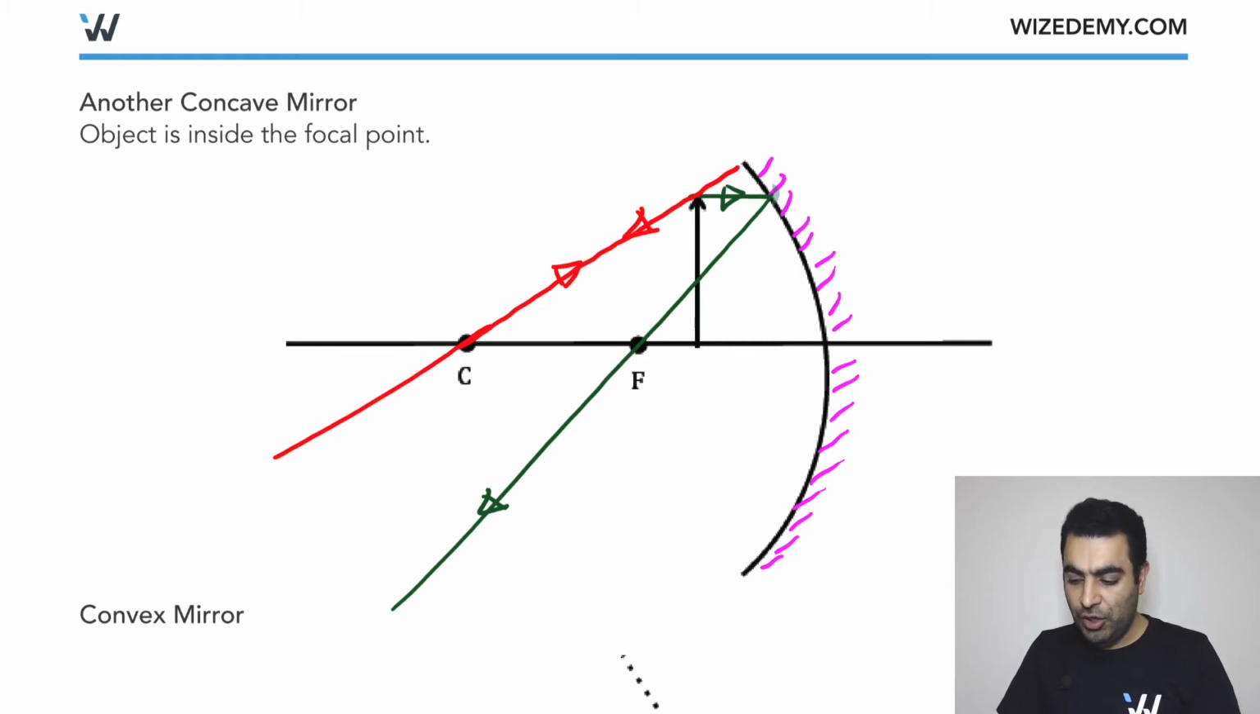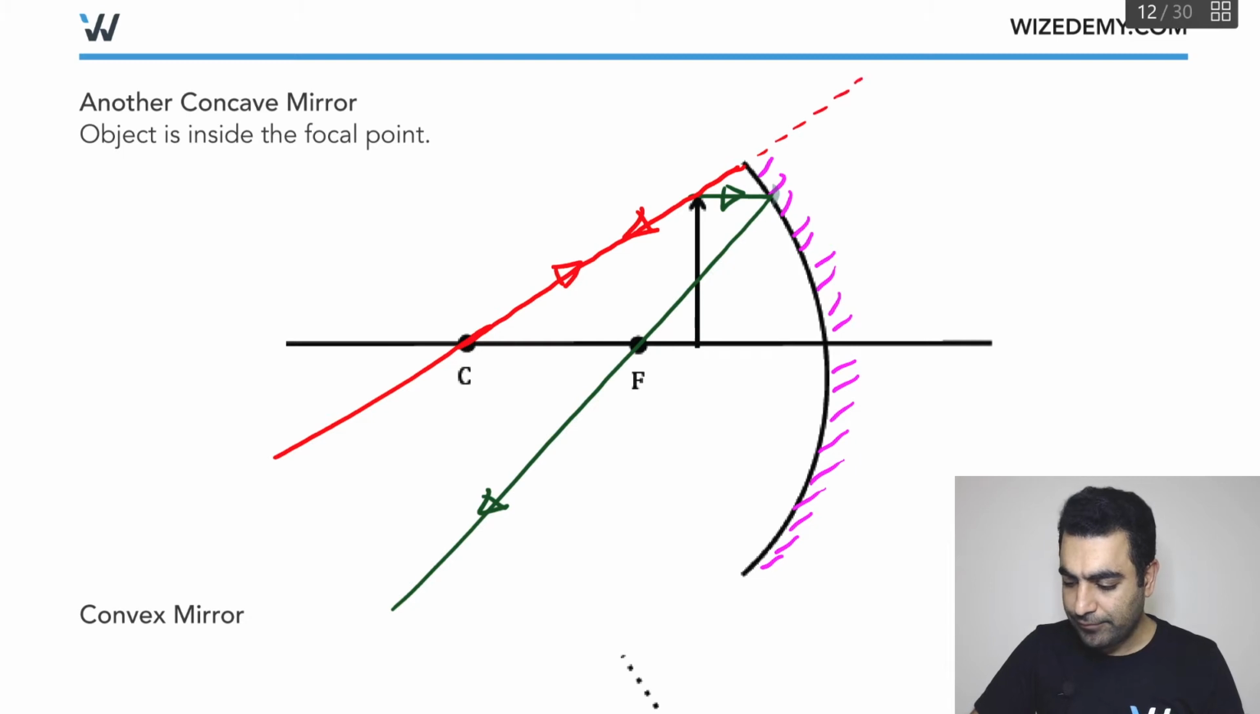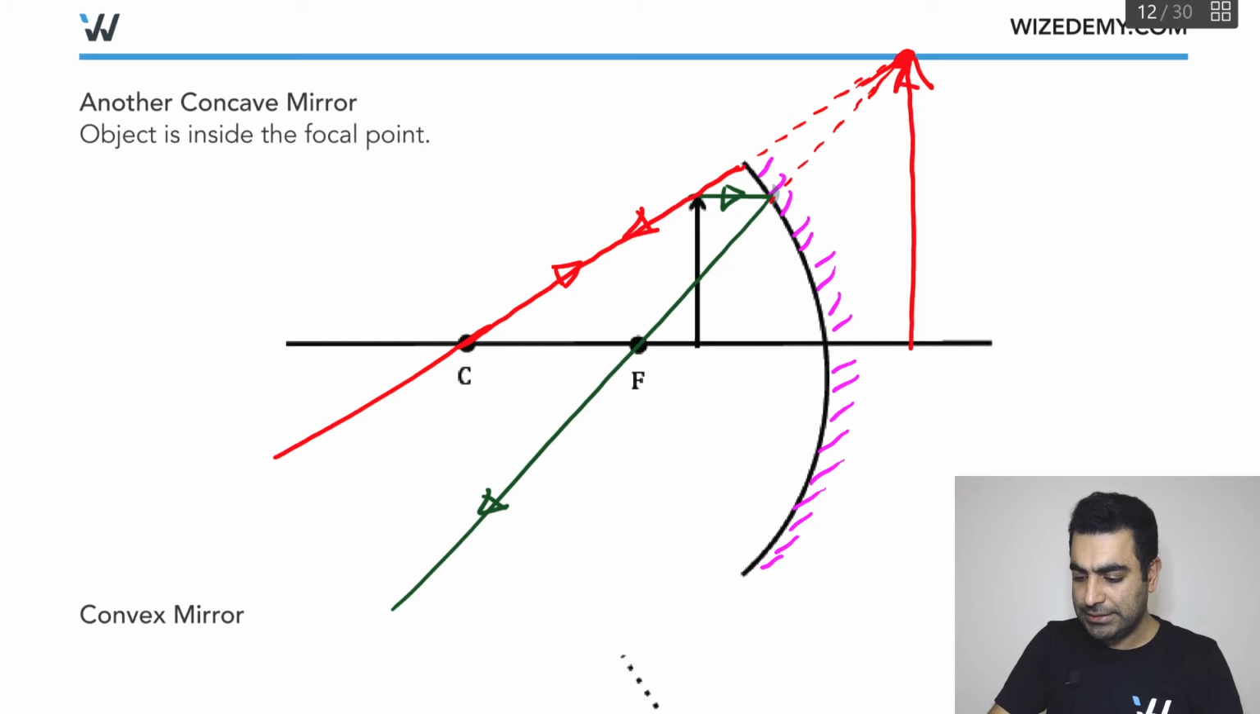It means that we cannot look at the intersection of these two rays on the left-hand side of the mirror. That's why we have to trace back these rays. And we see that these two rays are going to meet each other at this location behind the mirror. The image we have here would be something like this.